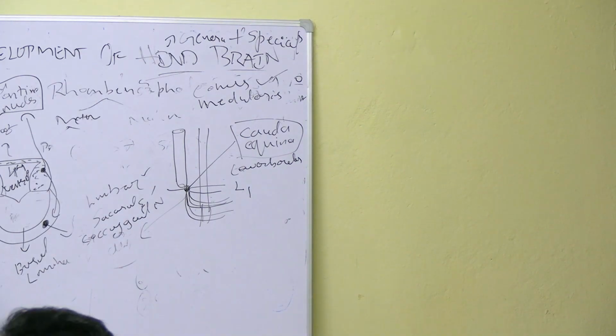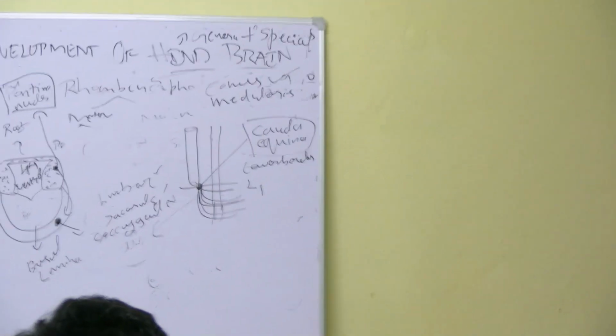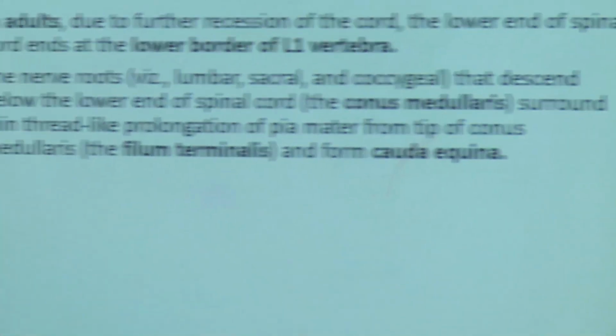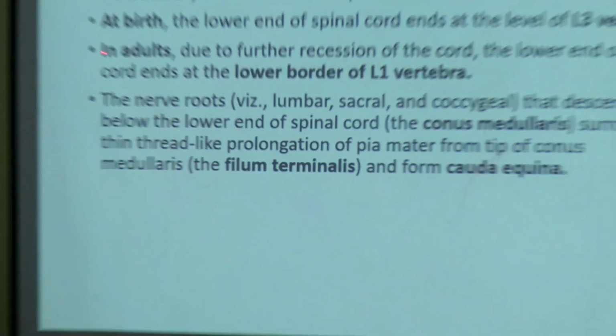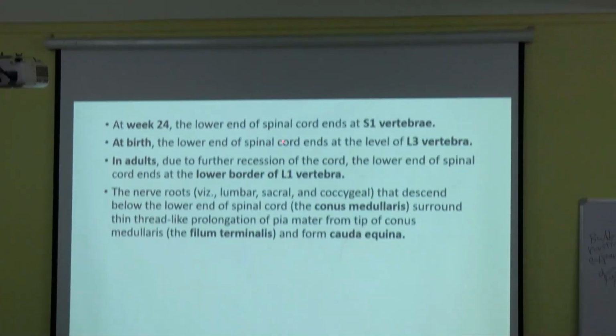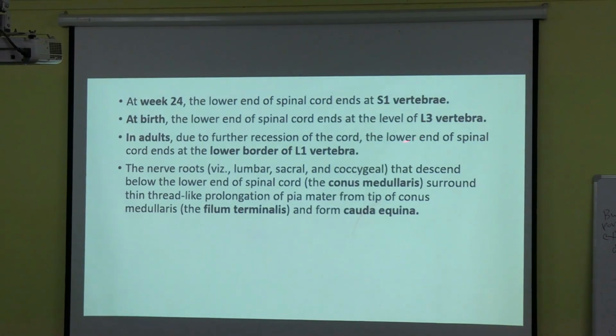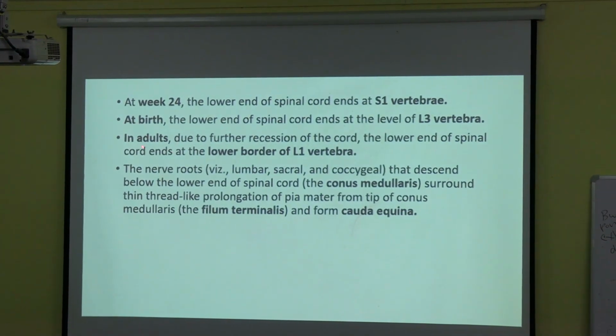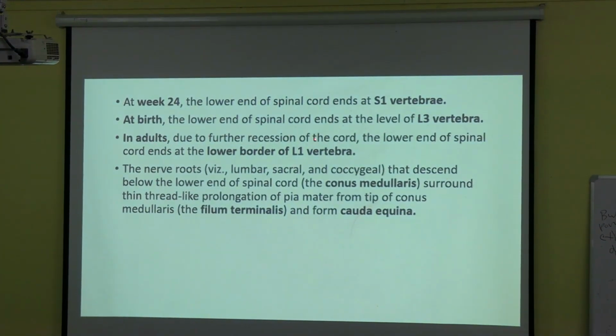So at the 24th week, the lower end of the spinal cord ends at the S1 vertebrae. At the time of the birth, the lower end of the spinal cord ends at the level of L3 vertebrae. In adults, due to the further recession of the cord, they are mentioning once again about the recession, the lower end of the spinal cord ends at the lower border of your L1 vertebrae.